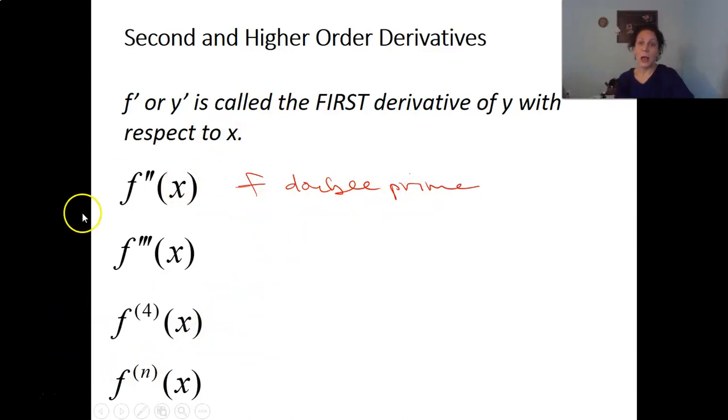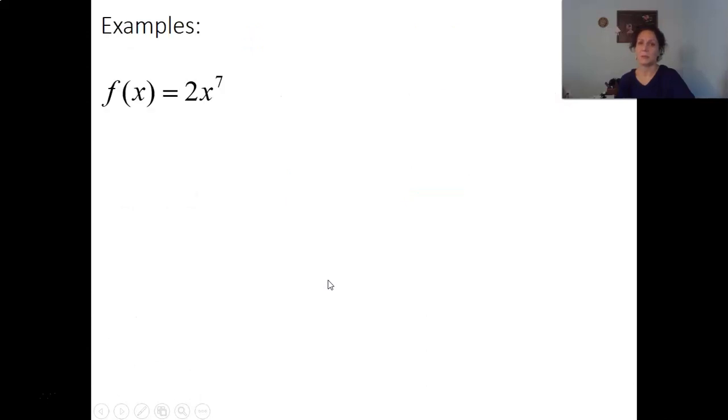All right, so again, this is mostly notation. We're going to be using the same derivative rules. It's just that we're going to be using them repeatedly. So again, prime, double prime, triple prime, and then after that it's fourth derivative, fifth derivative, and we see the numbers in parentheses. So let's look at a couple examples.